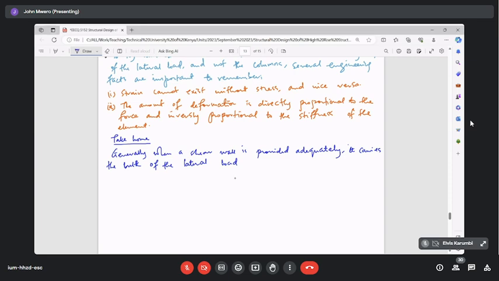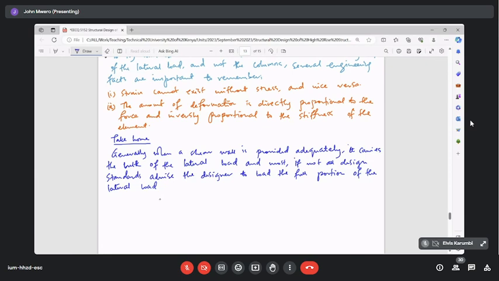And most, if not all, design standards advise the designer to load the full portion of the lateral load on the shear wall.